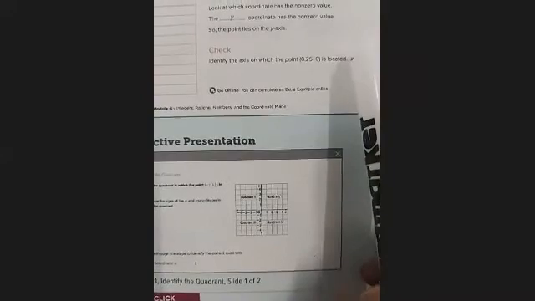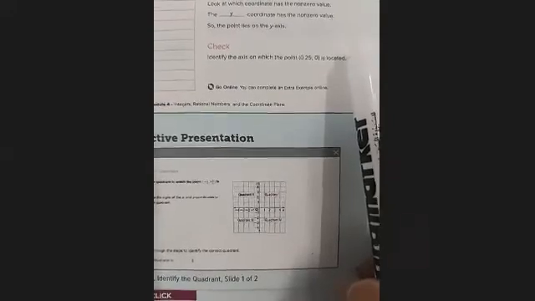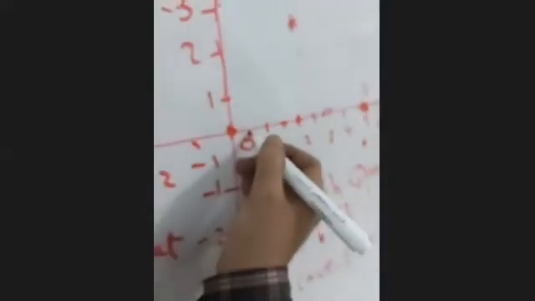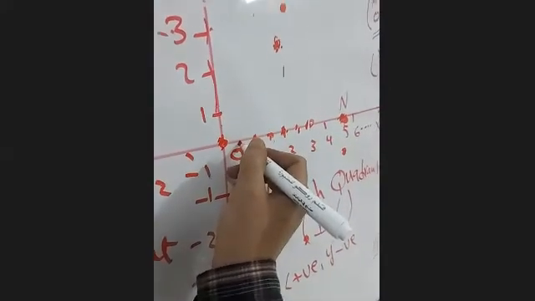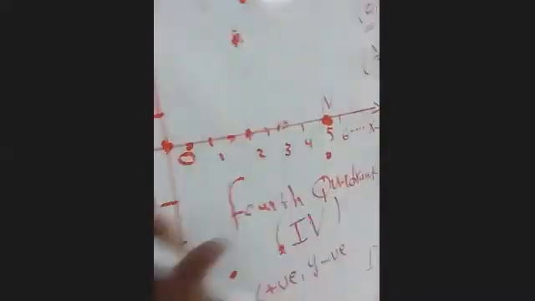The next check. Read it. Identify the axis on which the point 0.25 and 0 is located. In which axis is this point located? Let's plot it on the coordinate plane. Where is 0.25? It's before 1 and 0. So we won't go up and we won't go down. It's still on the same axis. So in which axis is it located? On the x-axis. So write x-axis here.